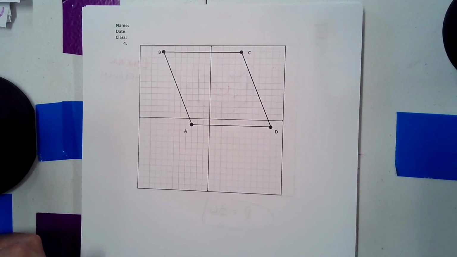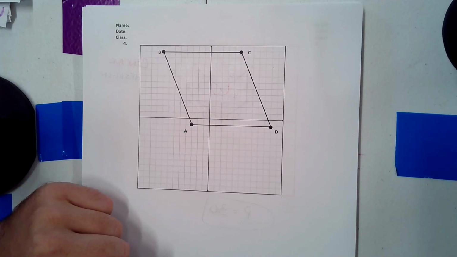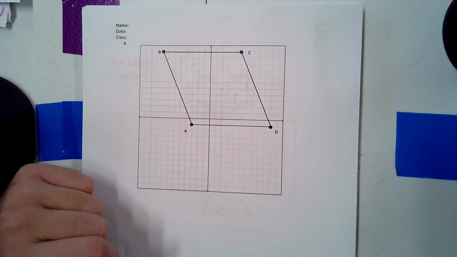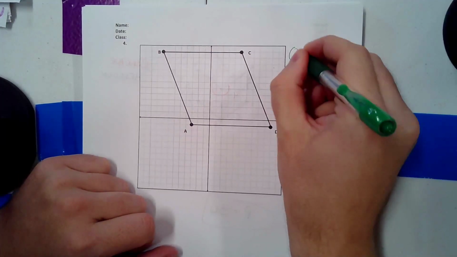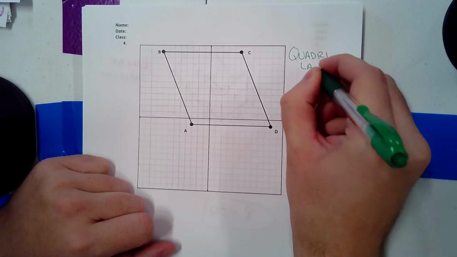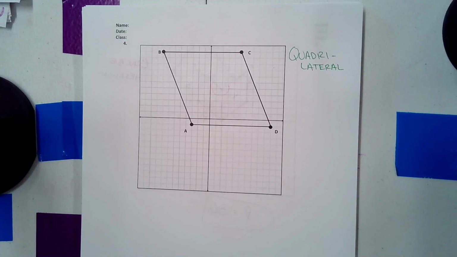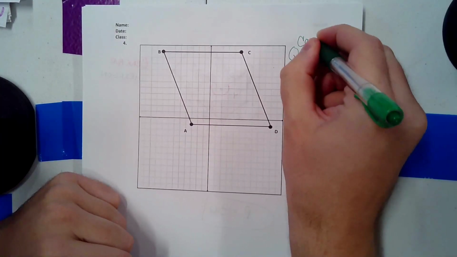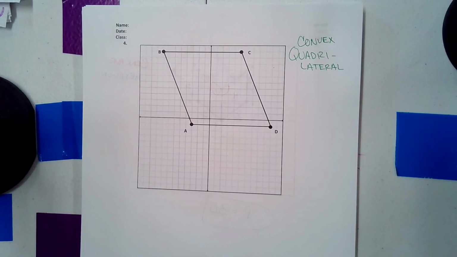Number 4. What polygon is this? Parallelogram, which is a type of what? 4-sided figure, which is quadrilateral. Quad meaning 4. Lateral meaning side, right? Now, convex or concave? Convex, pretty obviously so. None of the stuff juts inwards. There's no cave-in, right? Again, all of those angles inside here are less than 180.